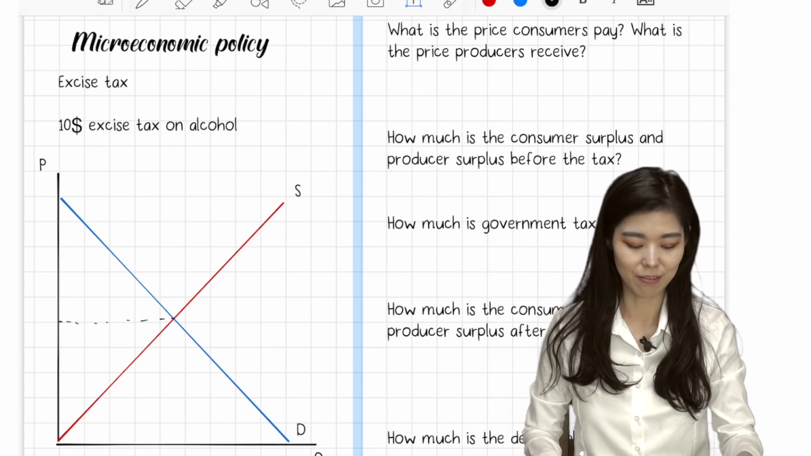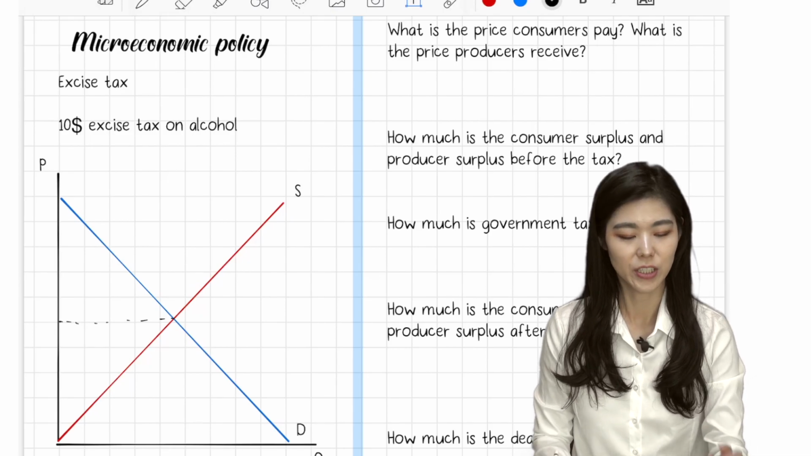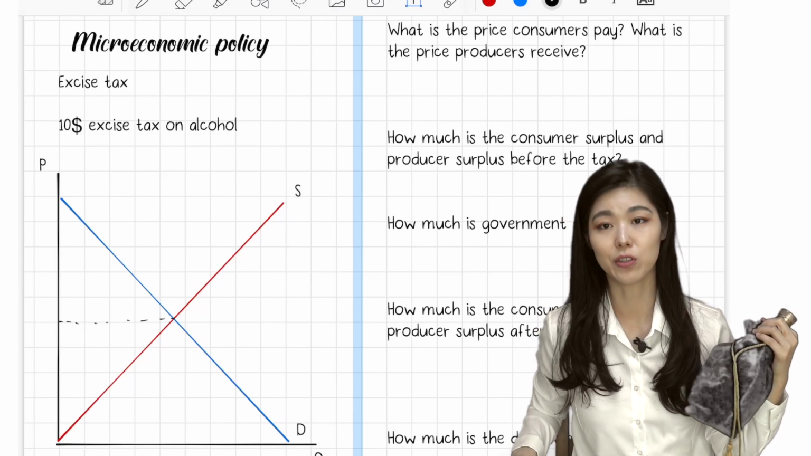Let's look at this graph. Let's say the government levied $10 tax on alcohol.